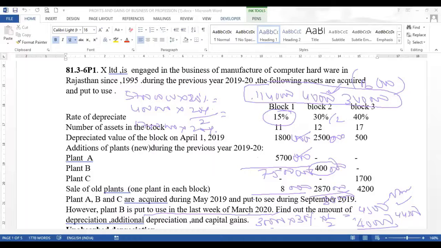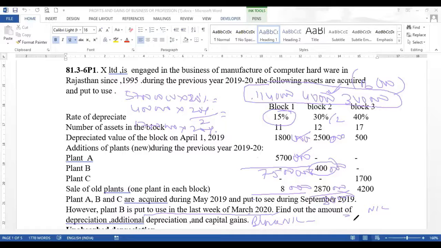So third one, there is no depreciation. There are no blocks. Now, the question is, in that case, will you be getting additional depreciation? Therefore, here the block is nil. Therefore, normal depreciation is nil.